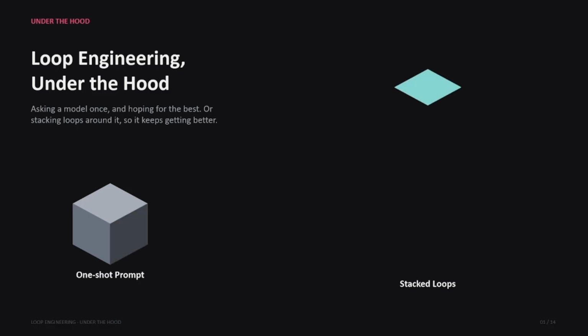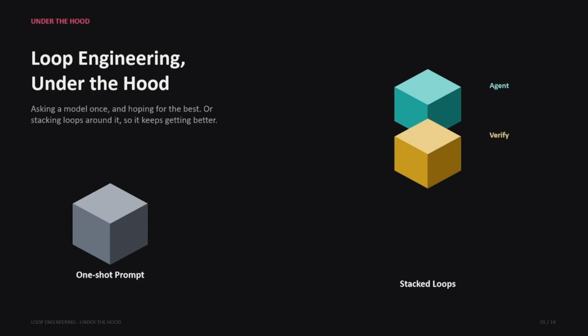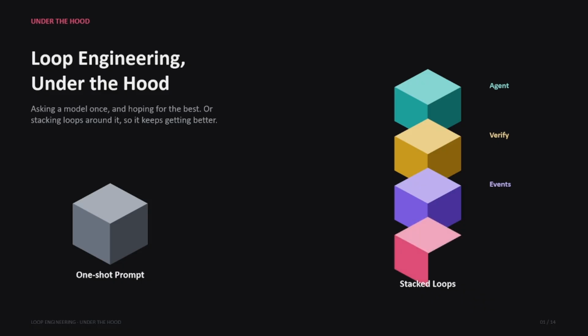Today we are going to understand something called loop engineering. The basic idea is simple. Instead of asking an AI model one question and accepting whatever answer it gives, we build a system around it so it can keep checking, reacting, and improving. So we are moving from one short prompt to a system with stacked loops. These loops help the AI act more like a useful assistant, one that can do work, check its work, respond to changes, and improve over time.